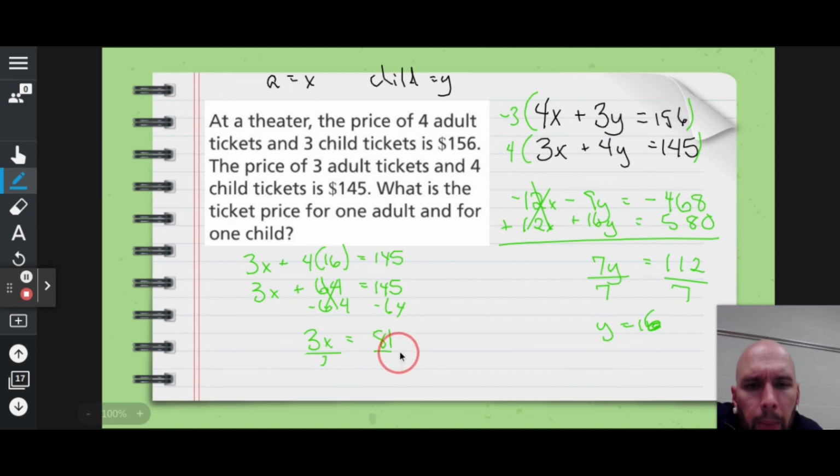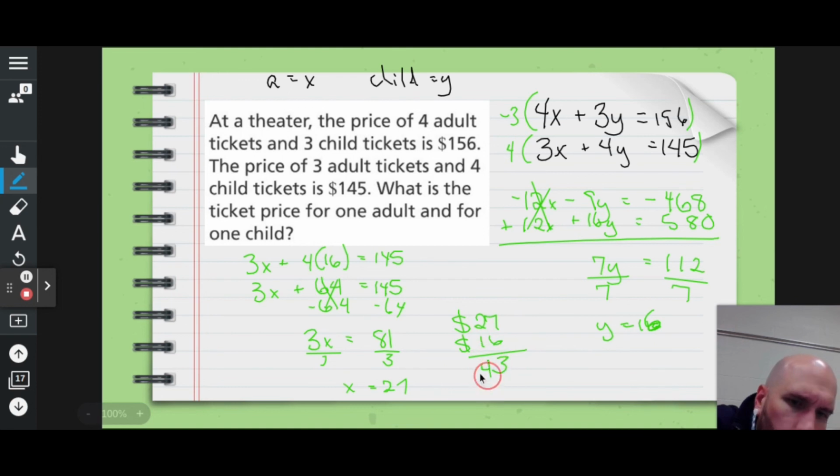That makes a lot more sense. Still very expensive, ridiculous. What do they want me to do? What is the ticket price for one adult and for one child? So my adult is $27. I'm going to add that to a child's ticket, which is 16. Add those up, you get 43, baby.